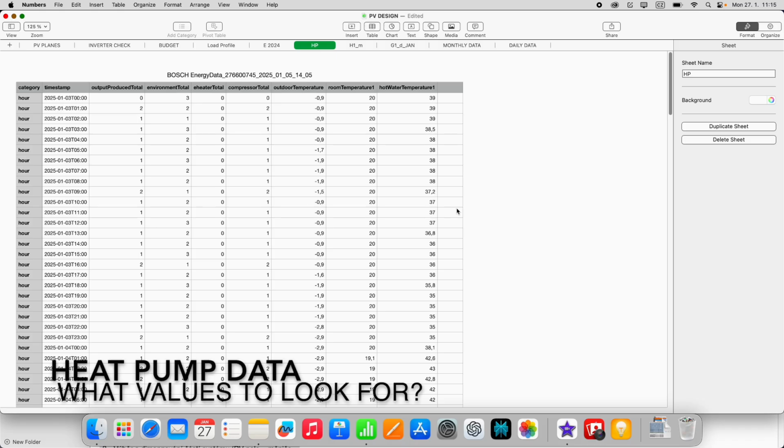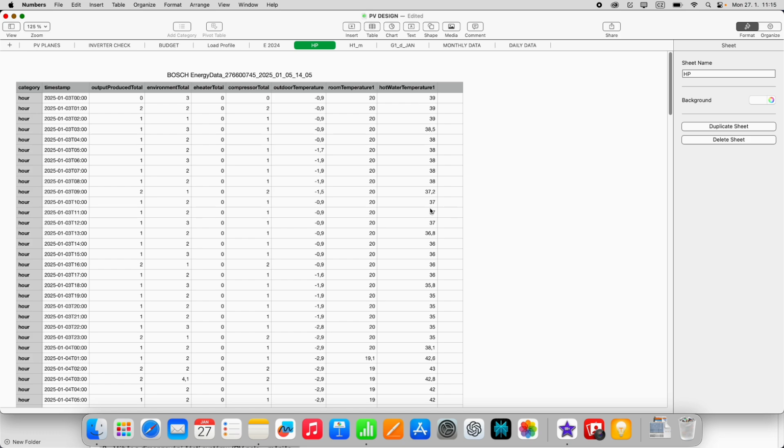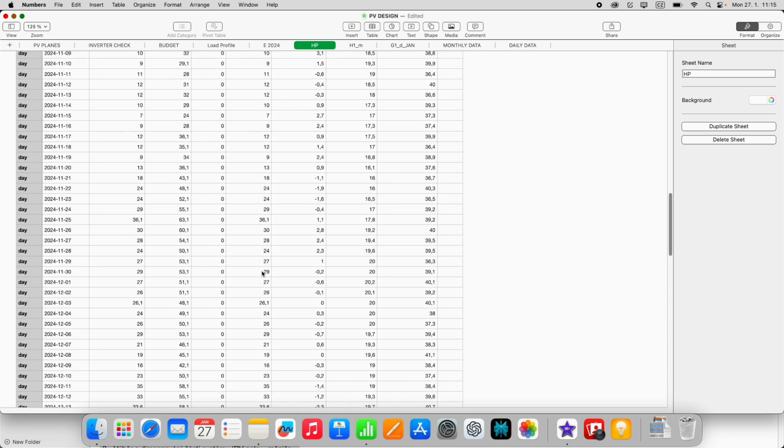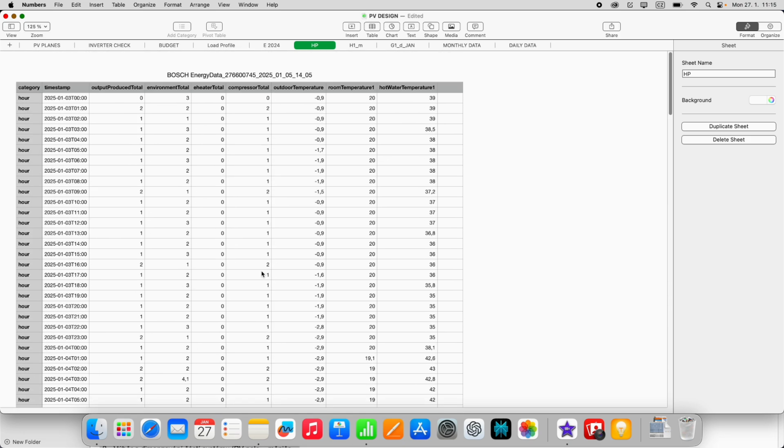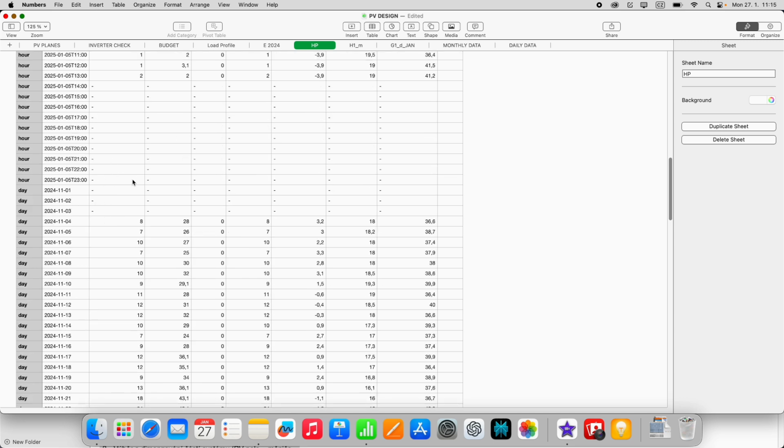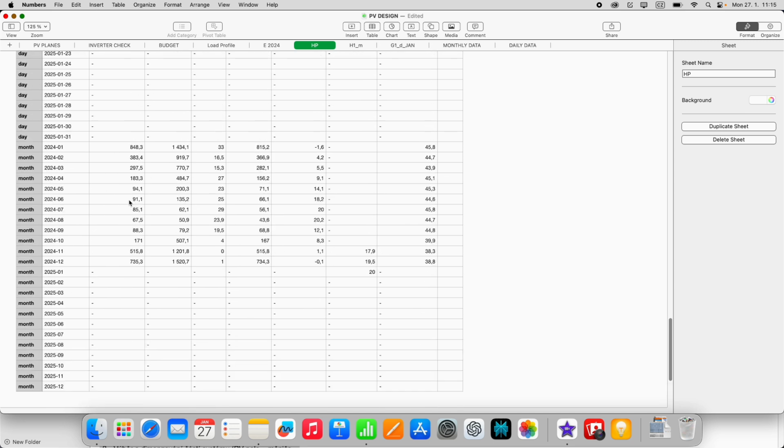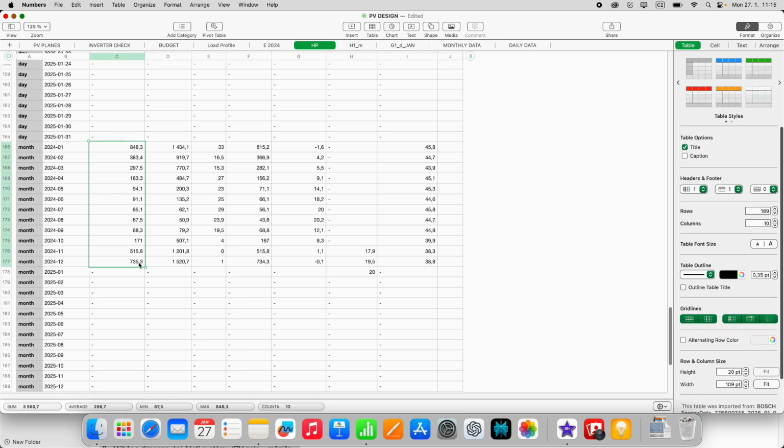The Excel sheet of the heat pump data consumption is logged from 24 to 25. So we've pretty much got 1 year of data here. It logs the hourly data, at least for some period of time, daily data and monthly data for the complete year of 24. So this is the data that I used for the energy consumption because it's, well, monthly.